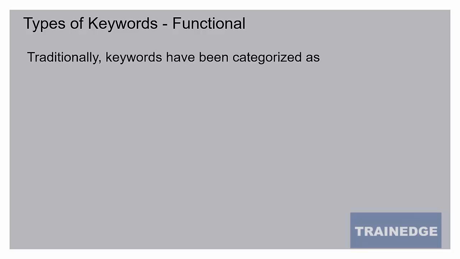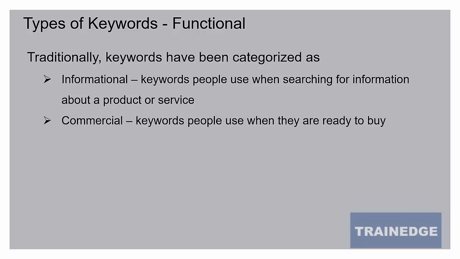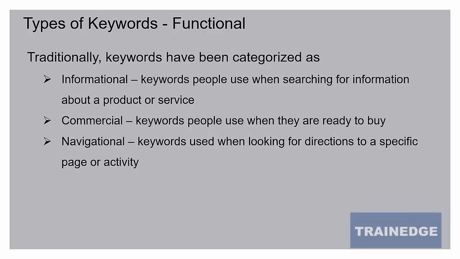For example, we can categorize them based on their function, such as informational keywords, which people use when searching for information about a product or service, or commercial keywords, which are keywords people use when they are ready to buy, and navigational keywords that people use when looking for directions to a specific page or activity. So these are functional categorizations of keywords.